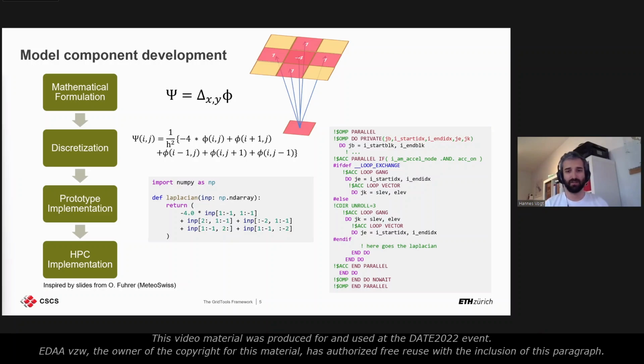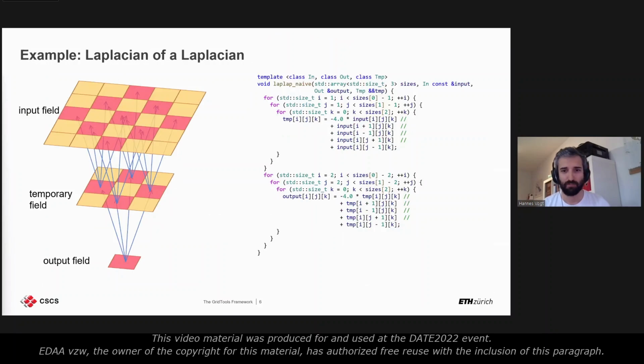And I will use a very simple example to illustrate how these different libraries that I will show work. And my example is the following. I apply this Laplacian that you just saw twice. So you start from some input field here, you compute to a temporary field and then to your output. And I illustrate this here with a C++ implementation that is representative for what you would see in the Fortran model. I just like C++ better, that's why I use C++.